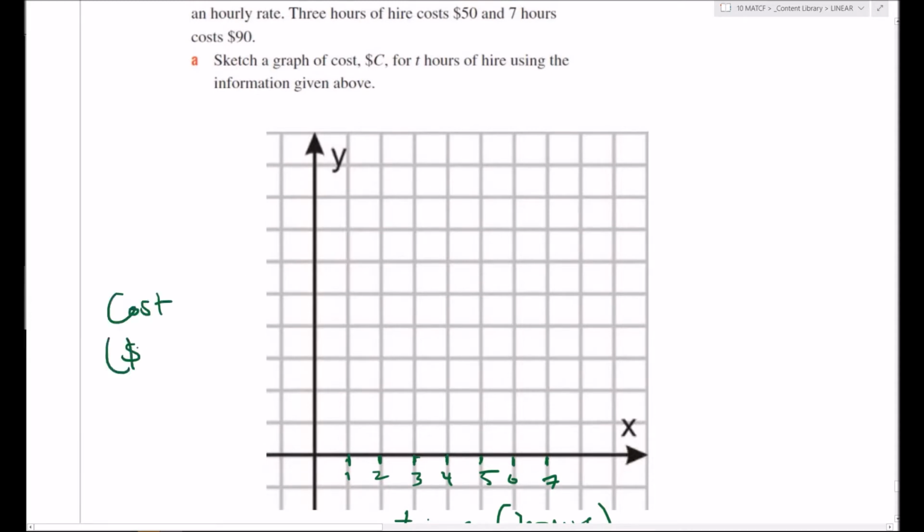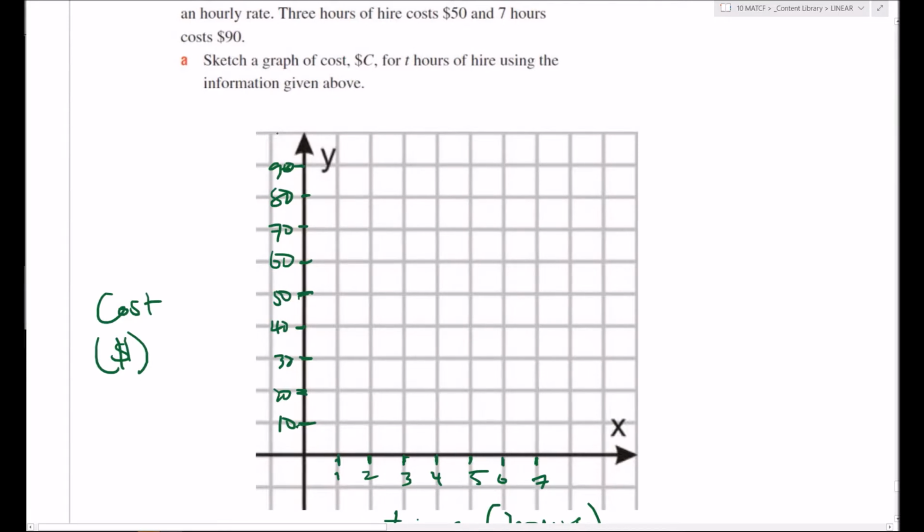And this is in dollars, and it goes up to 90, so I might go up by 2s, 2, 4, 6, 8. Actually, we'll just go up by 10s for this one. 10, 20, 30. Okay, so let's plot these points.